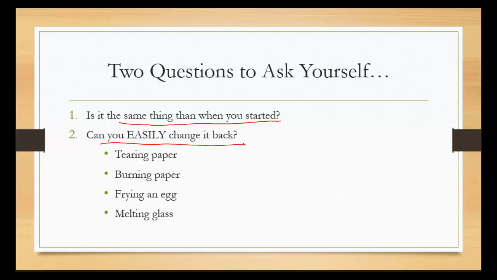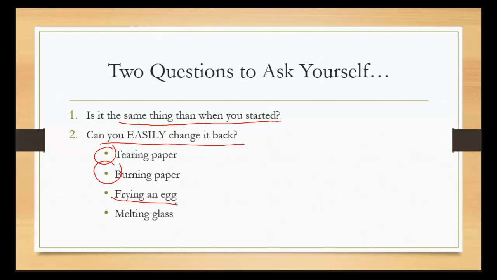So, for instance, tearing paper. If you rip a piece of paper in two, is it still the same thing? The answer is yes. They're two pieces of paper, but they're still paper. If you take that paper and you set it on fire and you burn it, is it still the same thing? No. It's now ash. It has a different name. It looks completely different. You cannot turn it back very easily. Frying an egg. Can you unfry an egg? It's still an egg, but can you unfry it?